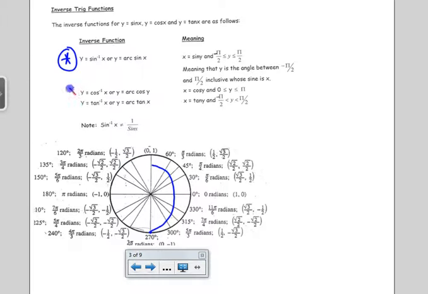Okay, let's talk about cosine next. I'm going to do cosine in red. Inverse cosine, I should say arc cosine, is only defined between 0 and pi. So that would be from here to here. And then let's do tangent in green. Arc tangent is only defined between negative pi over 2 and pi over 2, so the same places where arc sine was. That's really ugly.